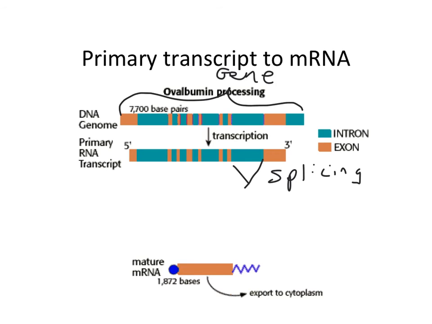The cap and the tail. Yeah, a cap and a tail. So physical modifications of the messenger RNA at its ends. Something's been added to the 5' end, the cap, and a tail has been added to the 3' end. Graphic representation of the 3 steps of processing.